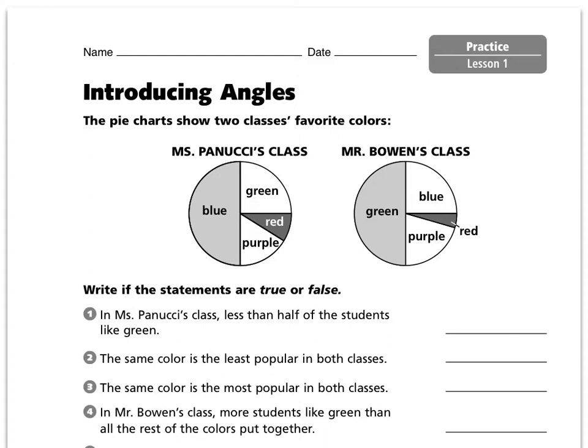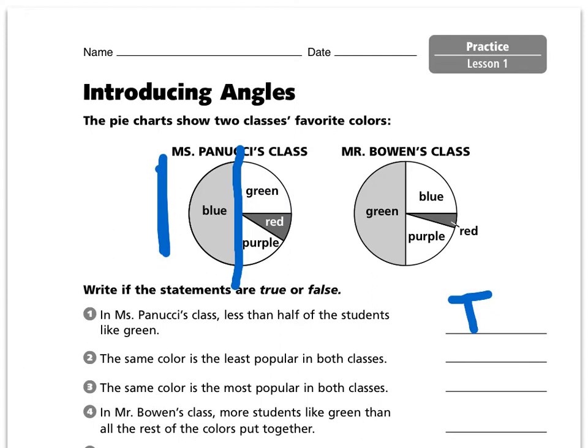In Miss Panucci's class, less than half of the students like green. So you need to look at her pie, and it says less than half the students like green. So I know if I cut the circle in half, well, half like blue, but less than half like green. So this is a true statement.